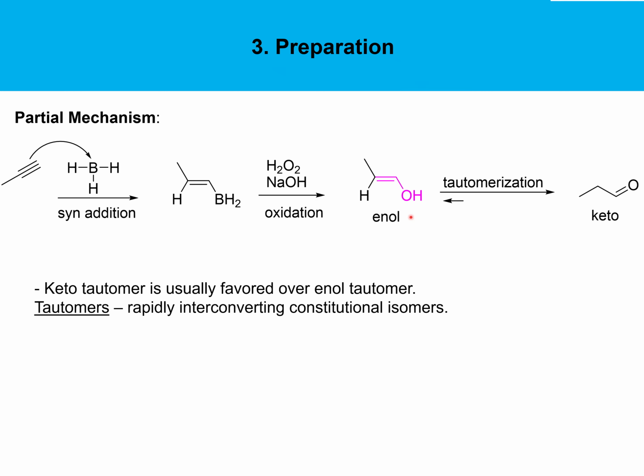There are other examples of tautomers, which we'll discuss later in the course, but this is probably the most common type, an enol and a keto form. Notice the equilibrium is always favored towards the keto form, well, not always, but in most cases. And so whenever we get an enol form in a mechanism, it usually interconverts into the keto form.